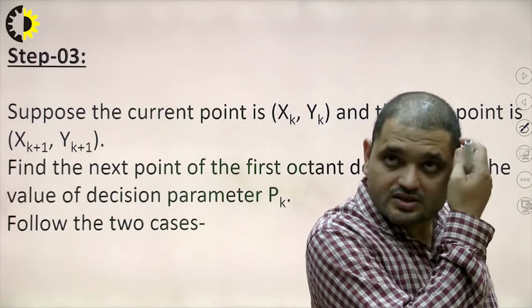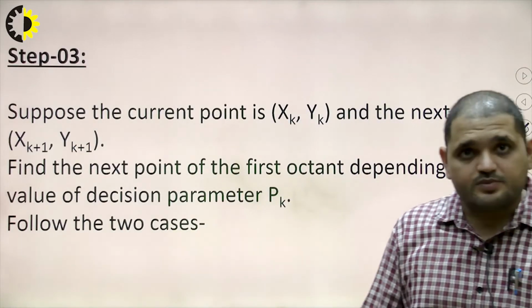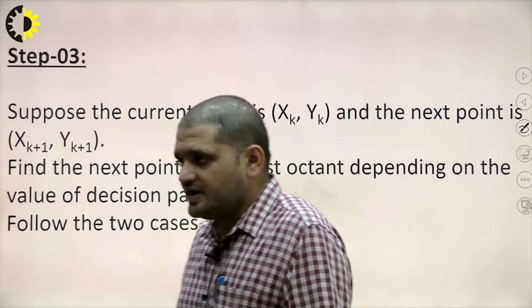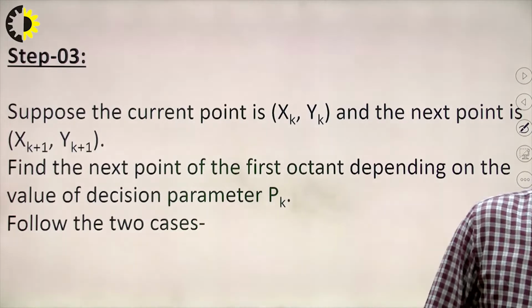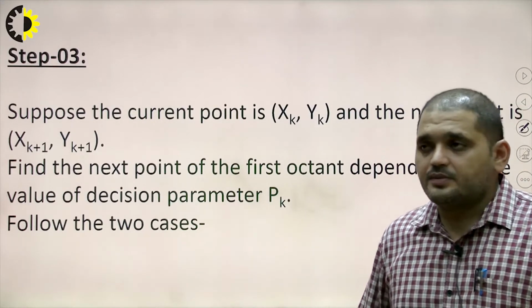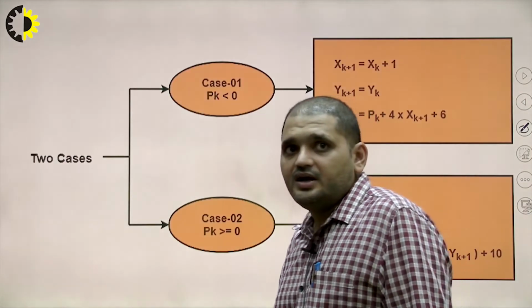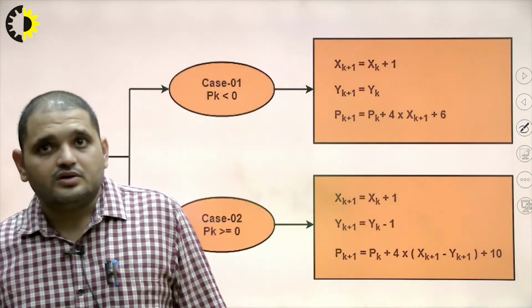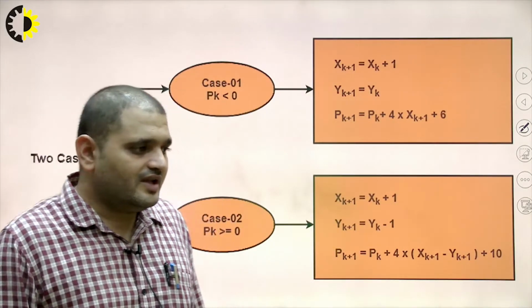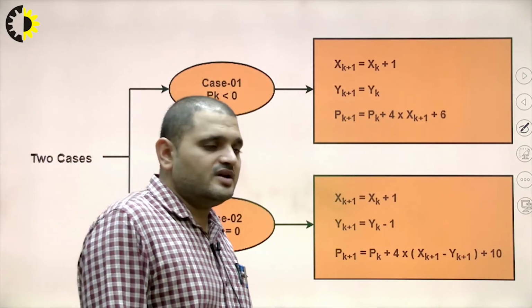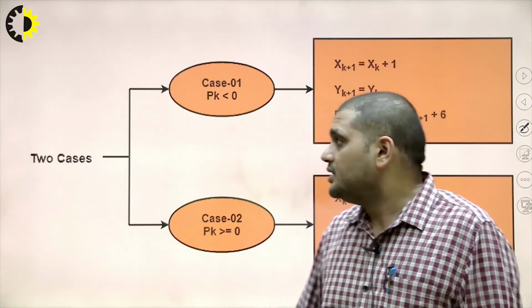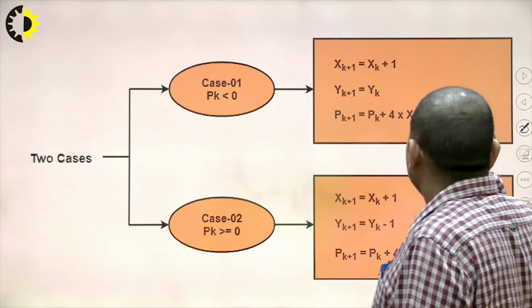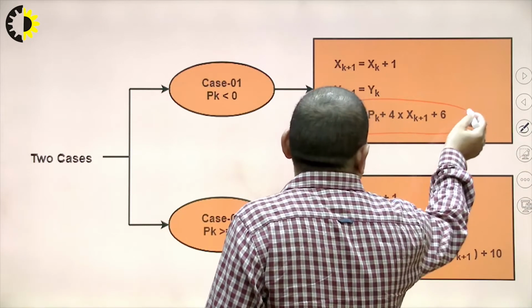Suppose the given point is xk, yk and we have to find the next point, that is xk plus 1 or yk plus 1. Then we have to follow this process, depending on the decision parameter pk. If pk is less than 0, then in that scenario we will increment x by 1 and y will remain the same, and the new value of the decision parameter will be pk plus 4xk plus 6.